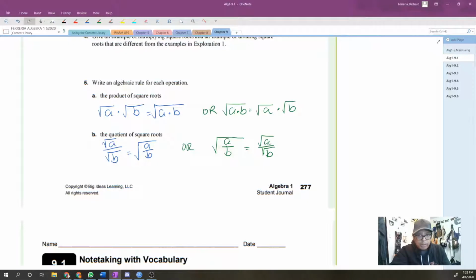Same thing with a quotient. The square root of a over b is equal to the square root of a over the square root of b, which is equivalent to the square root of a over b. But it's more helpful if we know that the square root of a over b is equal to the square root of a over the square root of b. So the order in which you execute the division or the multiplication in relation to the square root doesn't really matter.